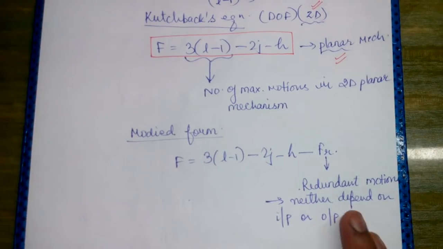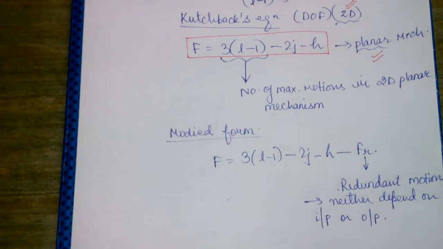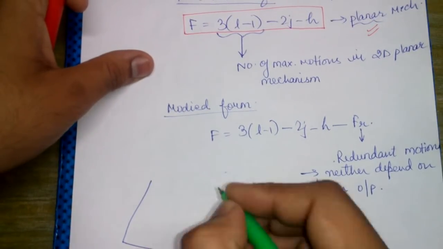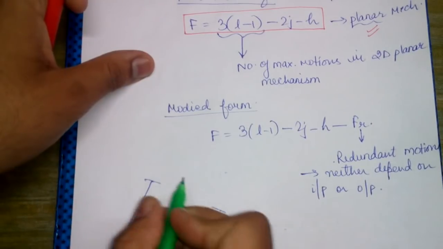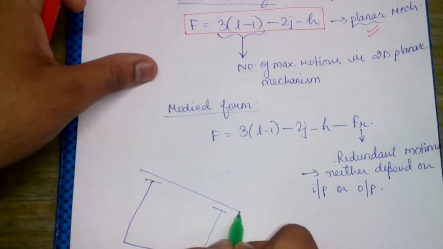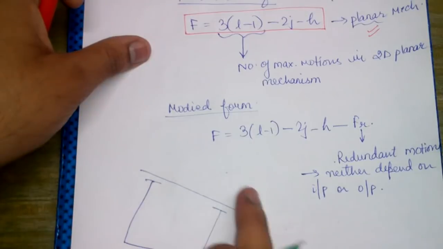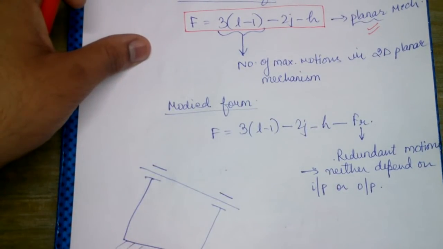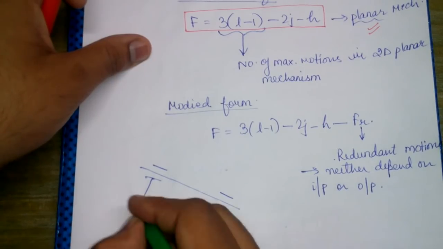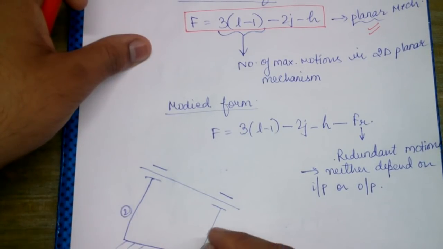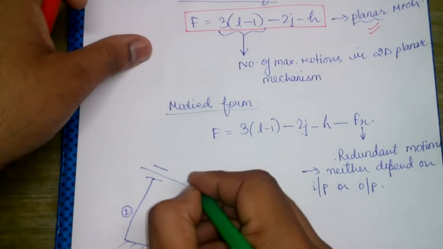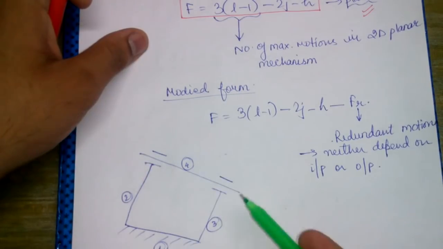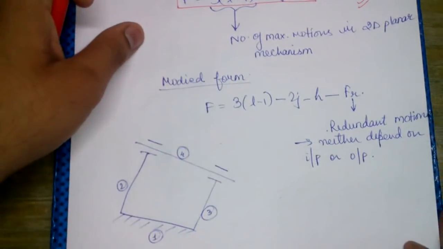Now we will see where we can find examples of such redundant motions. For example, we have a rectangular groove such that there is a bar inside this groove. This link is fixed. Say this is link number 1, this is link number 2, this is link number 3, this is link number 4. Now the rod can move independently inside this rectangular groove.